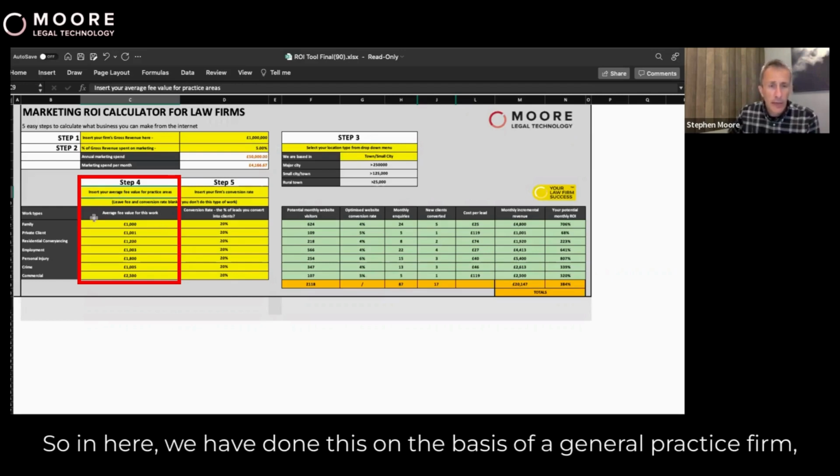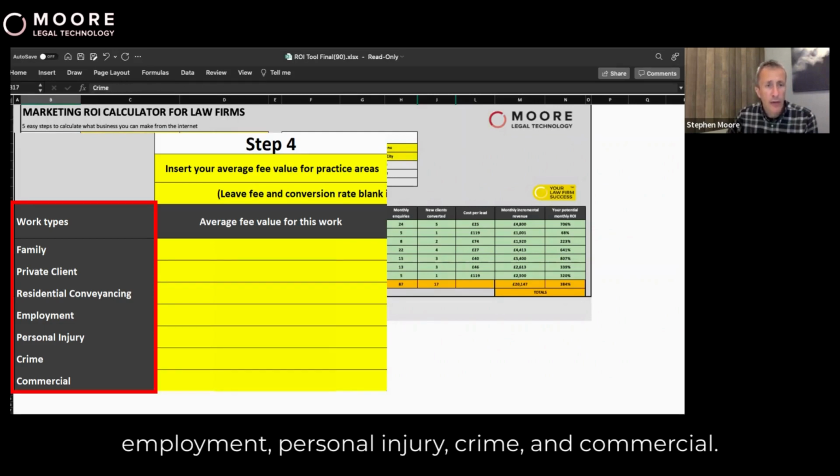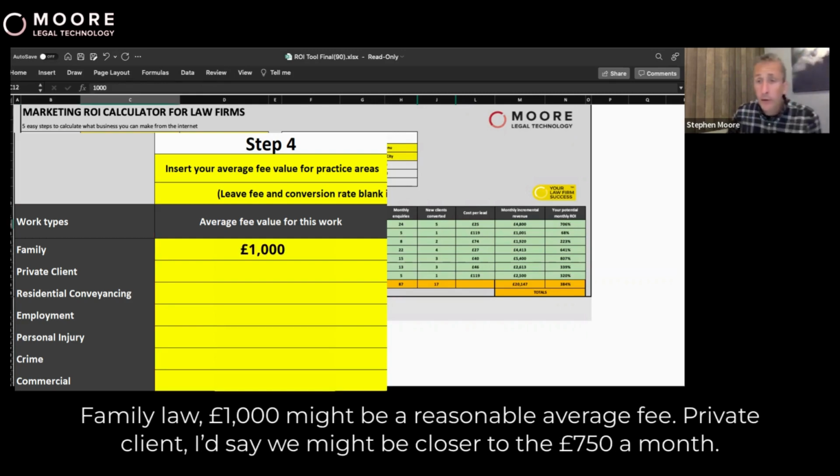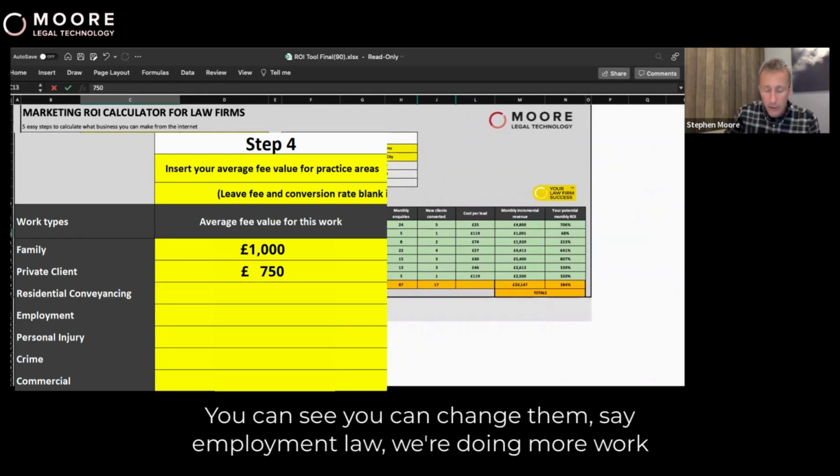So in here, we have done this on the basis of a general practice firm. We have listed the work types as family, private client, residential conveyancing, employment, personal injury, crime, and commercial. Family law, £1,000 might be a reasonable average fee. Private client, I'd say we might be closer to £750. You can see you can change them.